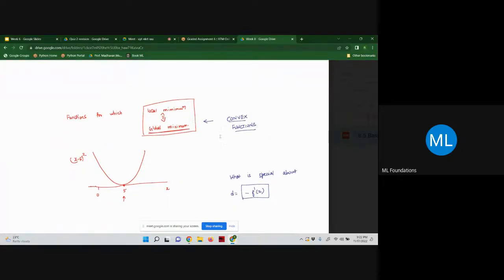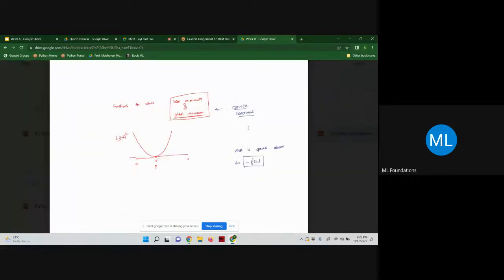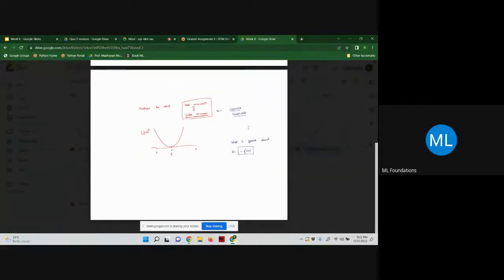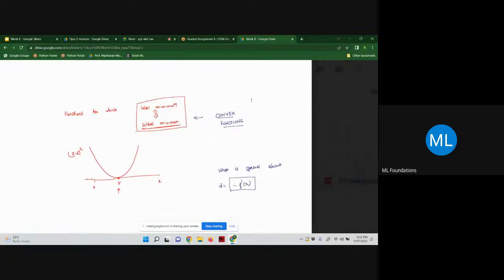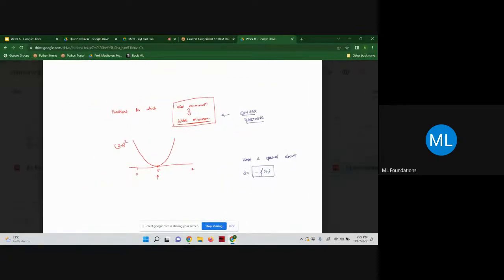Okay, so those particular functions are called convex functions. So you can use your gradient descent algorithm. It will be very good only for these convex functions. Okay, it will not be good for others. All right, so this one is important.